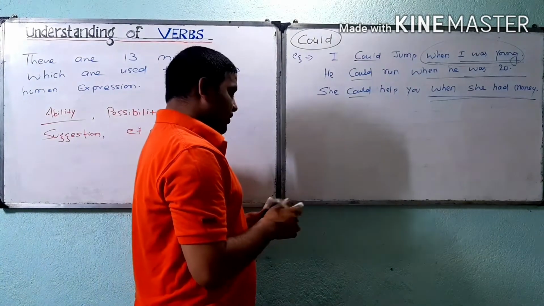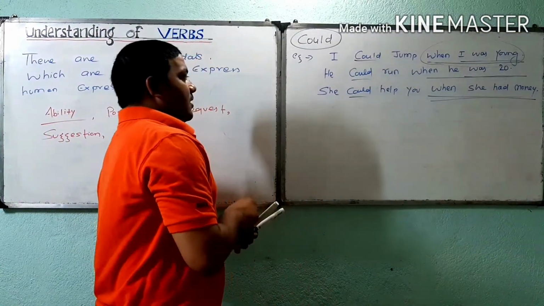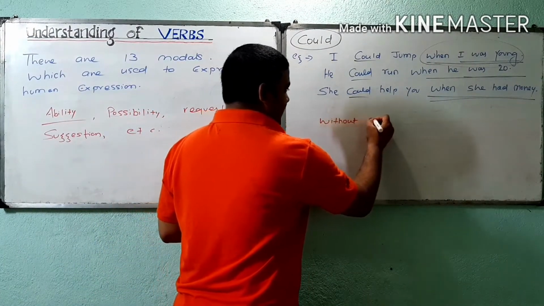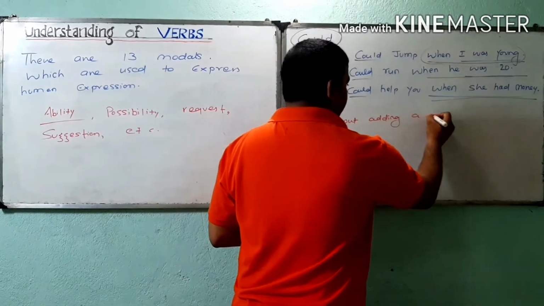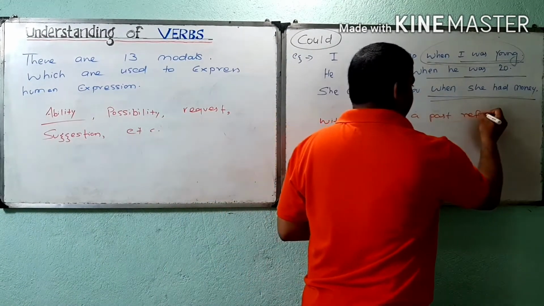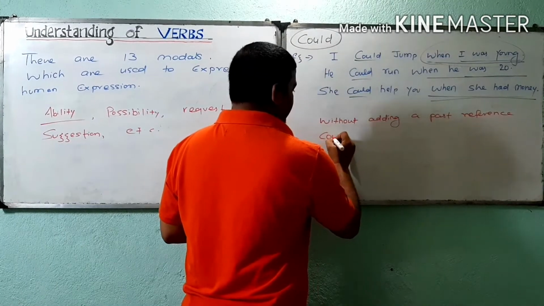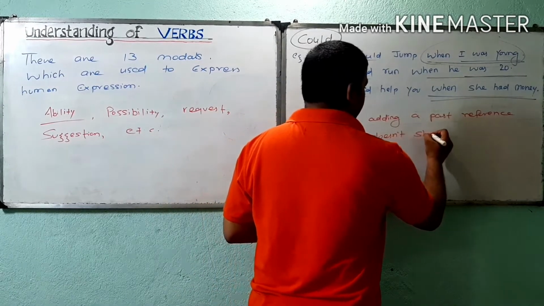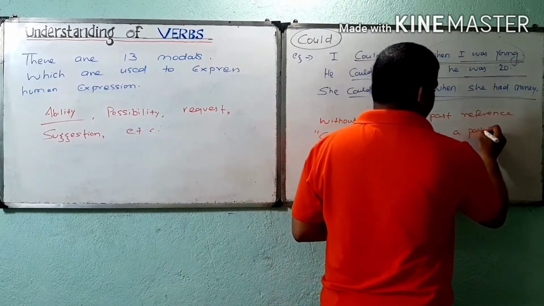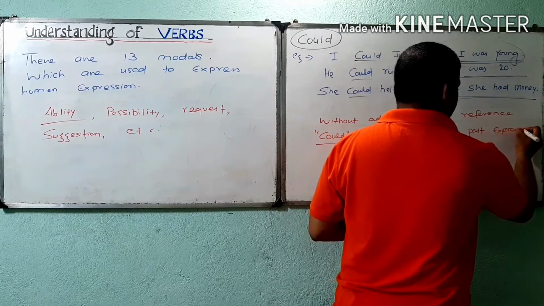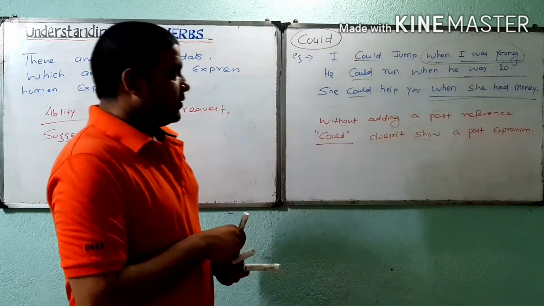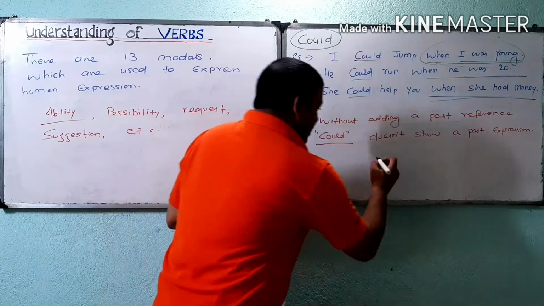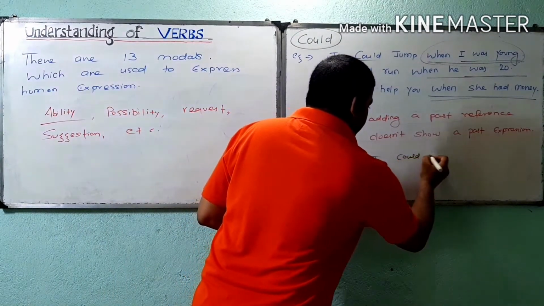So to understand this, let me clarify that without adding a past reference, could does not show a past expression. Correct? Without past reference, it does not show. Like example, if I write here, I could jump.